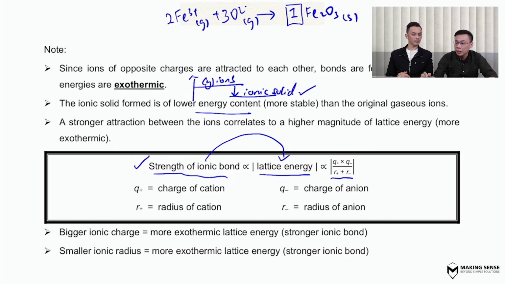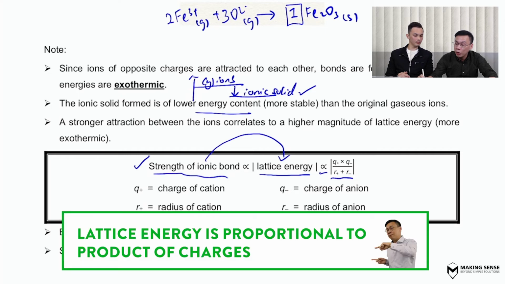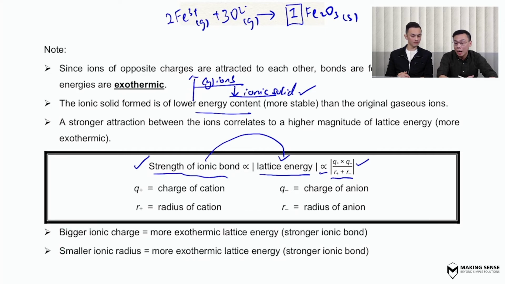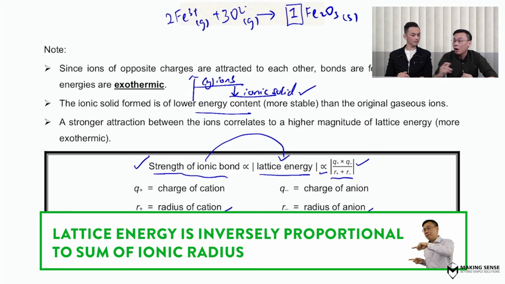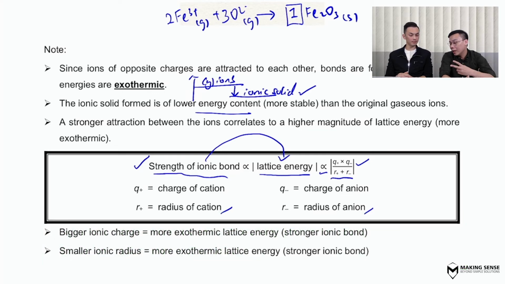So there are two symbols here. Q simply represents the charge, so Q plus is the charge of the cation, Q minus is the charge of the anion. So you can tell that the magnitude of the lattice energy is proportional to the product of charges. R represents the radius of the ion, so R plus is the radius of the cation, R minus is the radius of the anion, and the magnitude of lattice energy is now inversely proportional to the sum of ionic radius. So William, there are two factors, right?